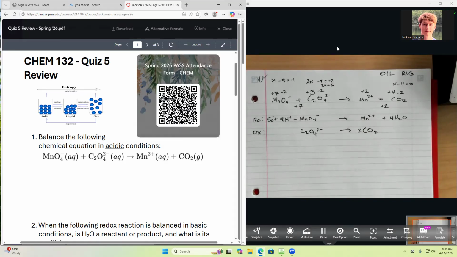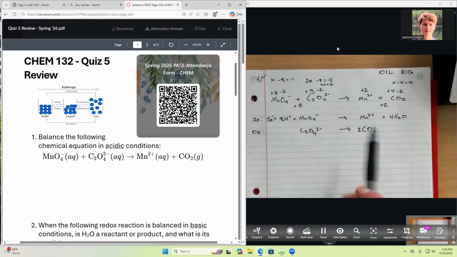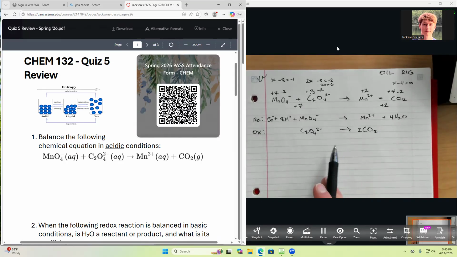O's. Yep. So we have 4 on this side and 2 times 2, we have 4 on that side too. So we're good there. And then this is where we would worry about adding any H's. If we had already added water, we haven't. So we're good here. We can go straight to the electron step now.